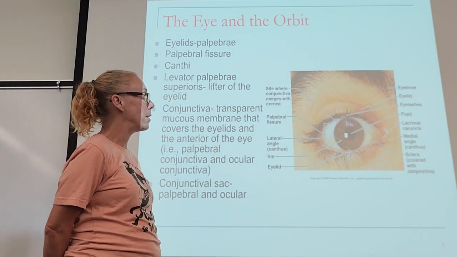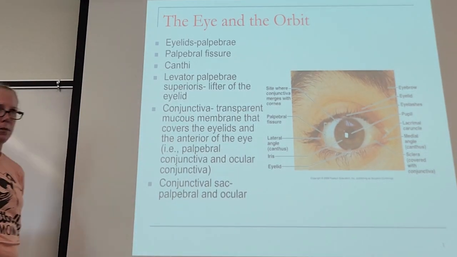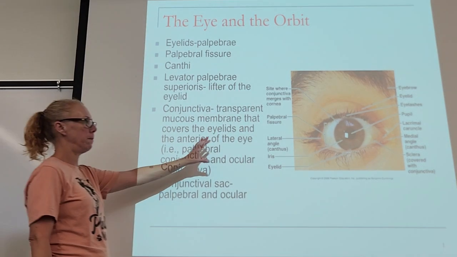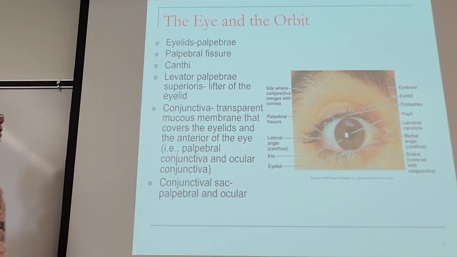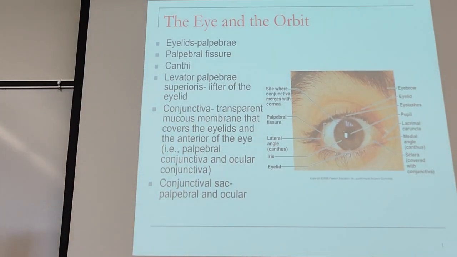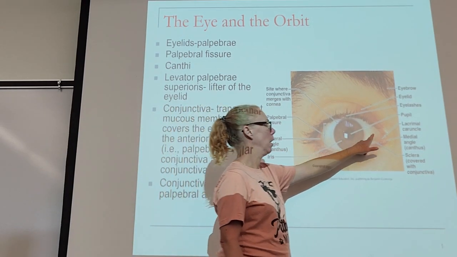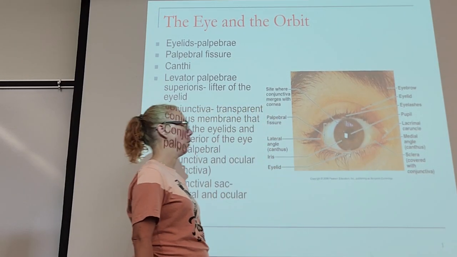So as far as the eye goes, the palpebra is the formal name for your eyelids. So you have an upper and a lower palpebra. The palpebral fissure is basically the space in between your upper and lower eyelid, so it's the space in which you see your eyeball. Canthi are basically the angles at either end of your eye socket. So you have a medial canthus and a lateral canthus.